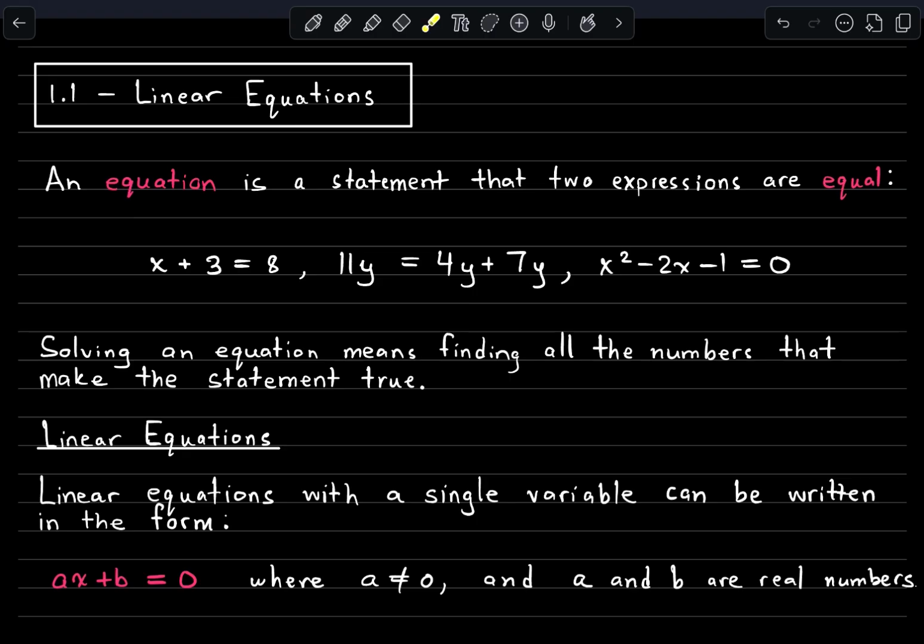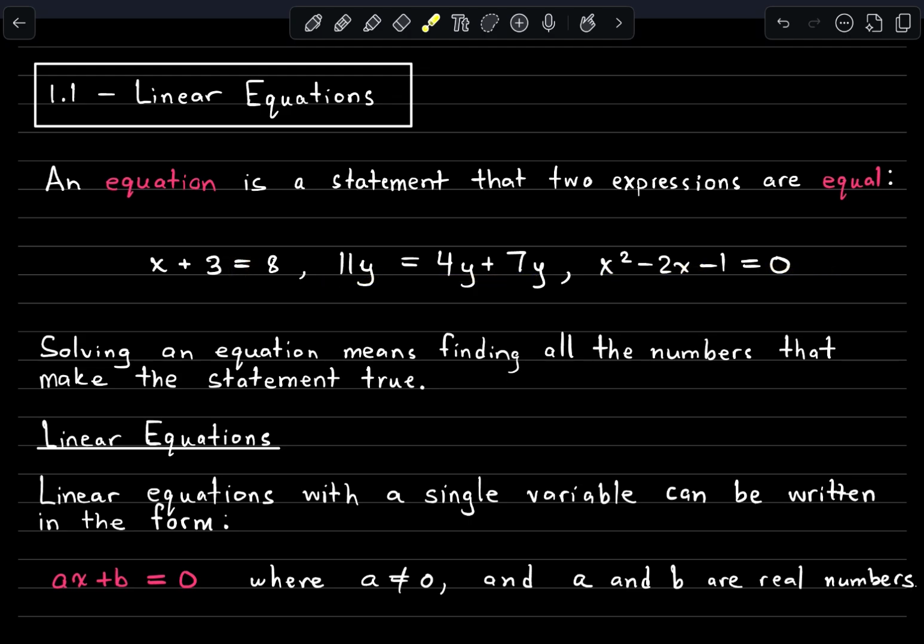This is linear equations. So to start off, an equation is just a statement that two expressions are equal. So it could be something like x + 3 = 8, 11y = 4y + 7y, or x² − 2x − 1 = 0. So all it's doing is equating two different expressions.